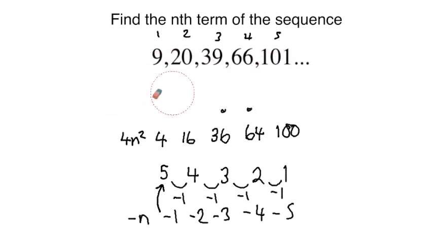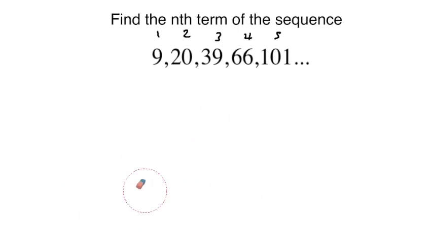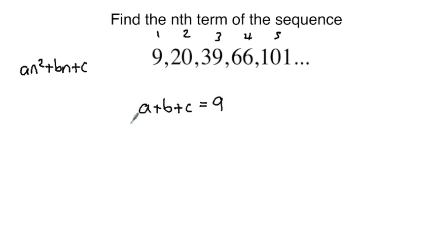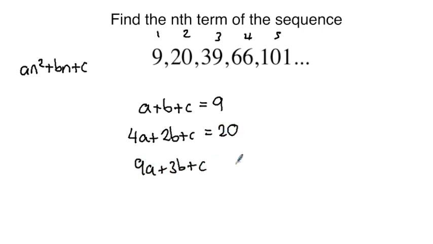We'll also just do it the other way around as well. So we'll do it by equating the coefficients. So if I just write out the general form, then I know straight away a plus b plus c must equal 9. I know that 4a plus 2b plus c equals 20, and I know that 9a plus 3b plus c equals 39. And I can just solve this little system of simultaneous equations in order to work out what a, b, and c are. So do what we did before.